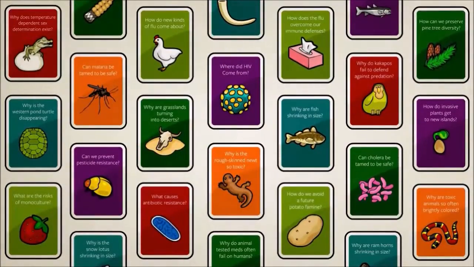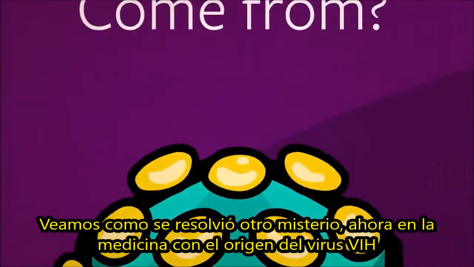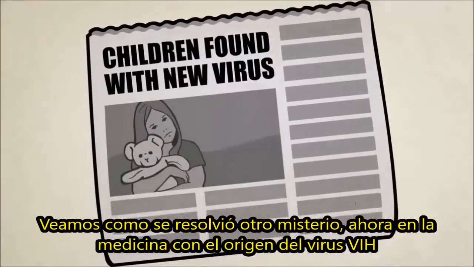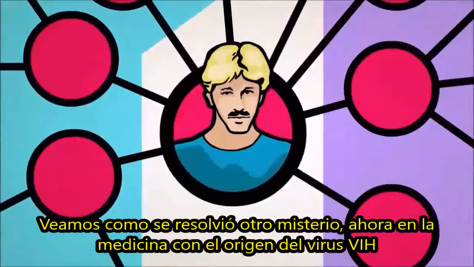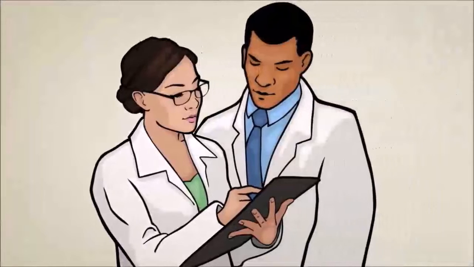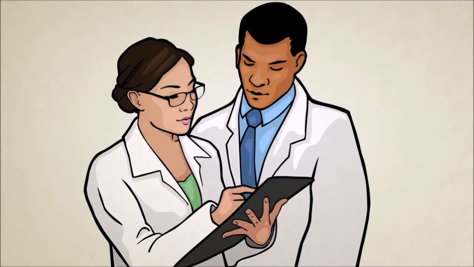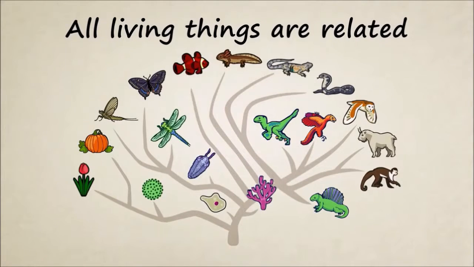Now let's take a look at another mystery, this time from the world of medicine. Where did HIV come from? HIV is a deadly virus which seemed to have popped into existence in the early 1980s. The Center for Disease Control conducted a study which placed one man at the center of the epidemic. This man, a French-Canadian flight attendant, came to be known as Patient Zero and was quickly blamed by the public for starting the disease. Biologists, however, suspected that Patient Zero was not actually the first person to get HIV. To confirm their suspicions and find the true origins of the virus, they turned to Charles Darwin's idea that all living things are related.